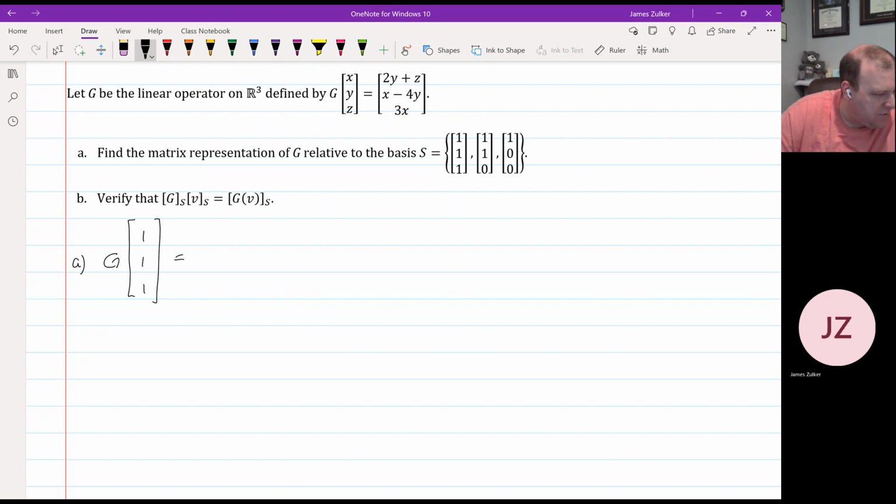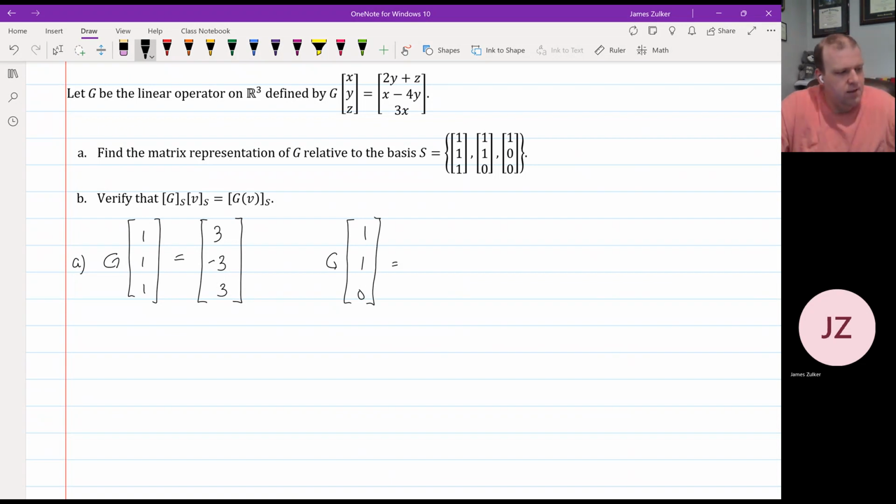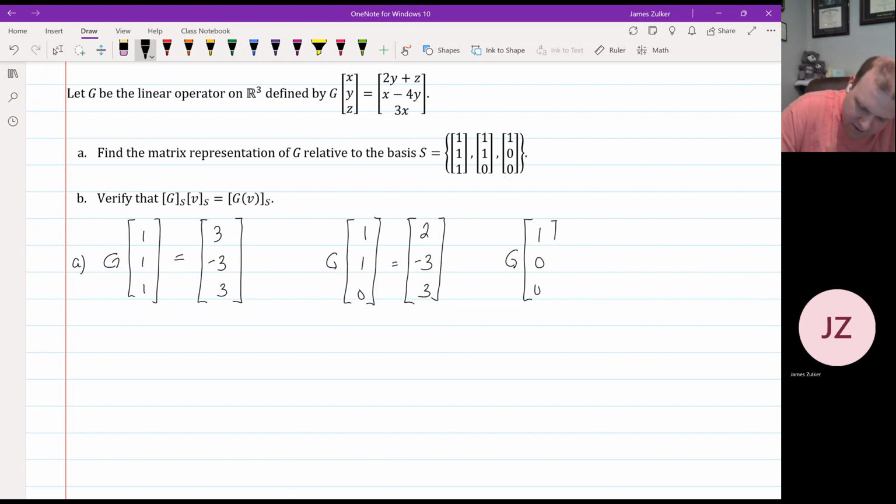The transformation of 1, 1, 1 is 3, negative 3, 3. The transformation of 1, 1, 0 is 2, negative 3, 3. And the transformation of 1, 0, 0 is 0, 1, 3.